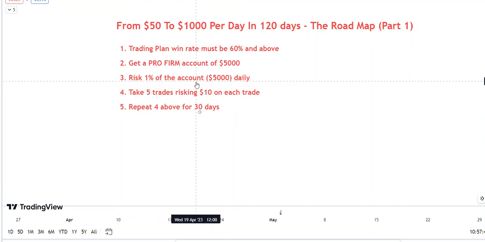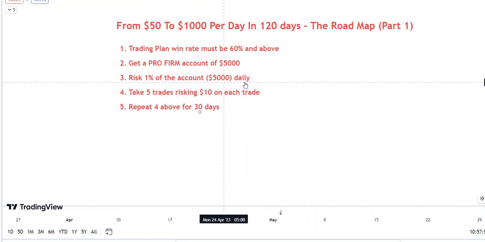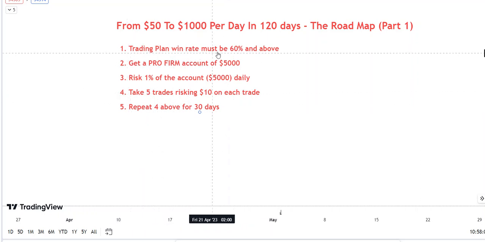So on a day that you risk the 1% and the trade does not go your way and you lose, you have only lost 1% of your account. So you can just go away and come back the next day. All in all, if your trading plan win rate is 60% and above, you are going to be doing very, very well.